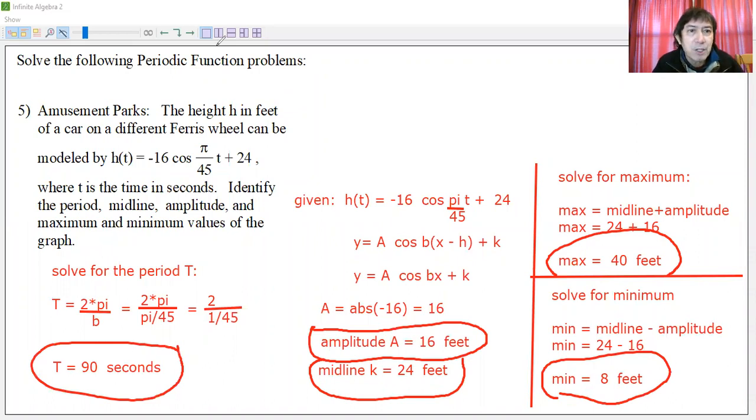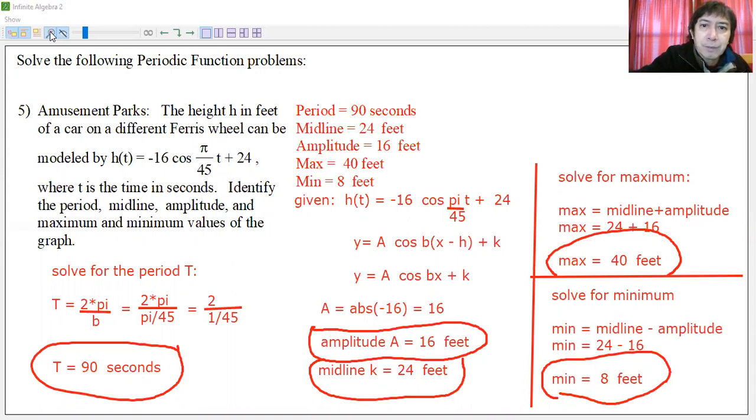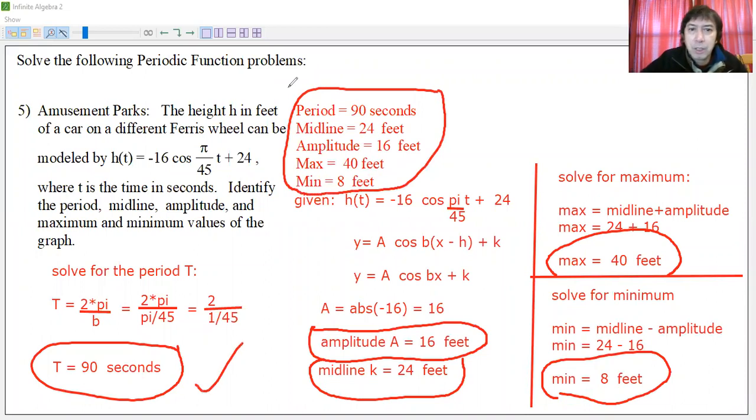Let's check and verify the answers. Let us see the answers for number 5. Okay, there at the center of the screen. These are the answers. 90 seconds, check. Midline, 24 feet, check. Amplitude 16, check. Maximum of 40, minimum of 8. So we're done with the answers. Let's continue with number 6.